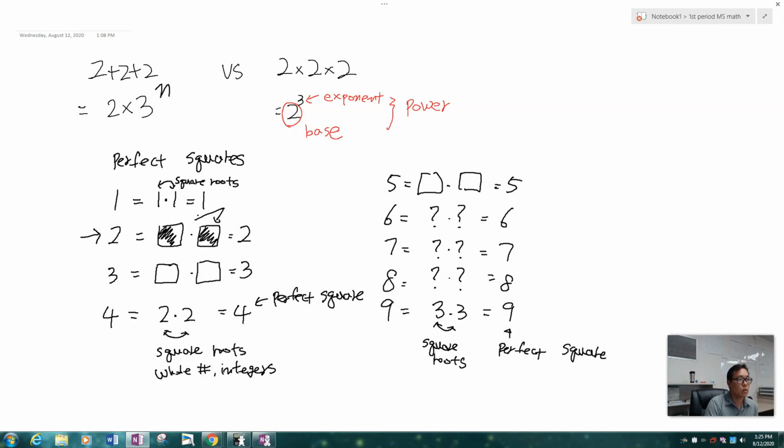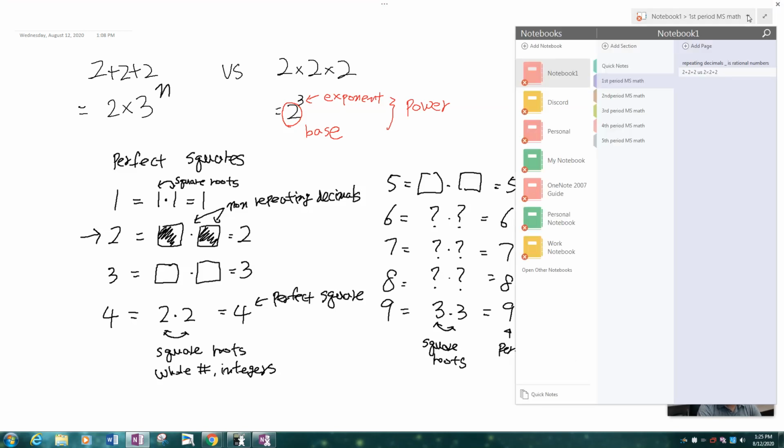So for this one, we found out they are non-repeating decimals. They are not integers. They are not whole numbers. And because of that, they are not perfect squares. So 2 is not a perfect square. 3 is not a perfect square.